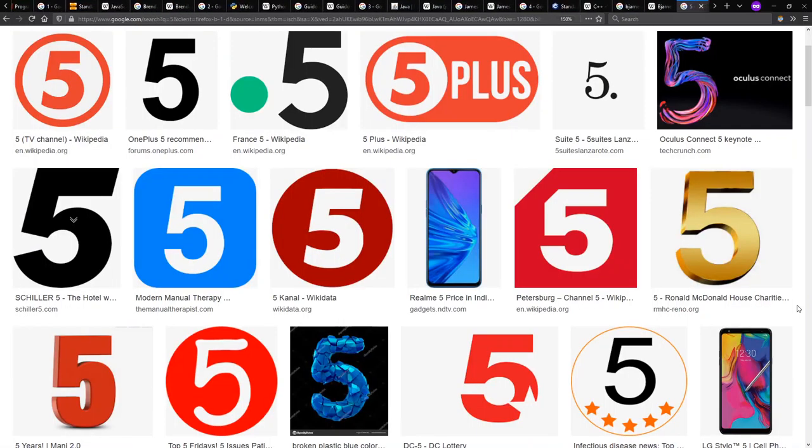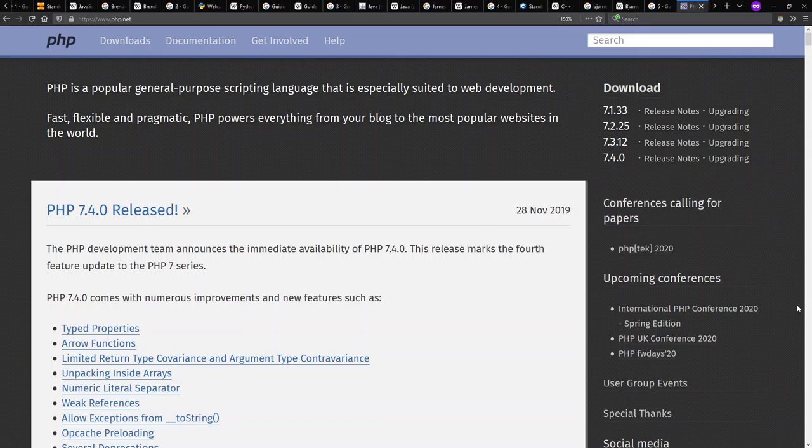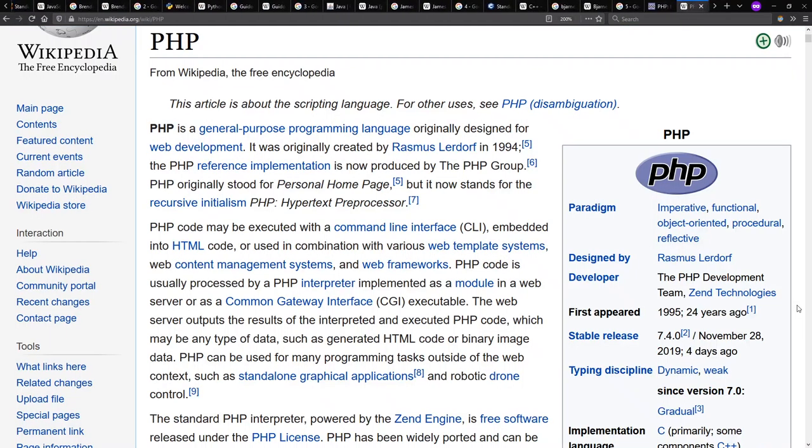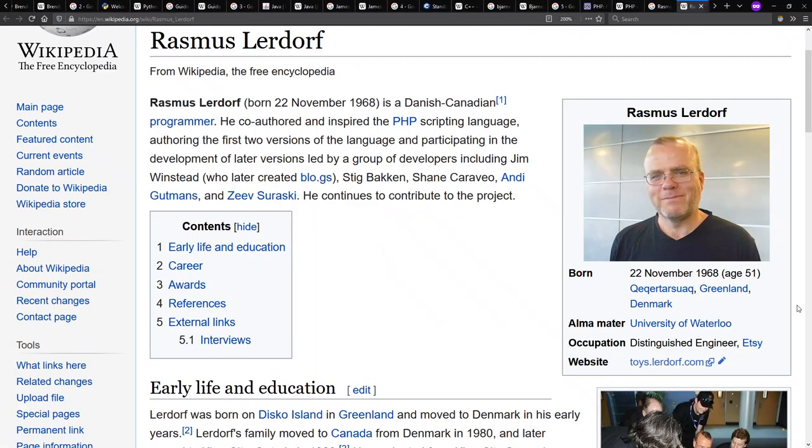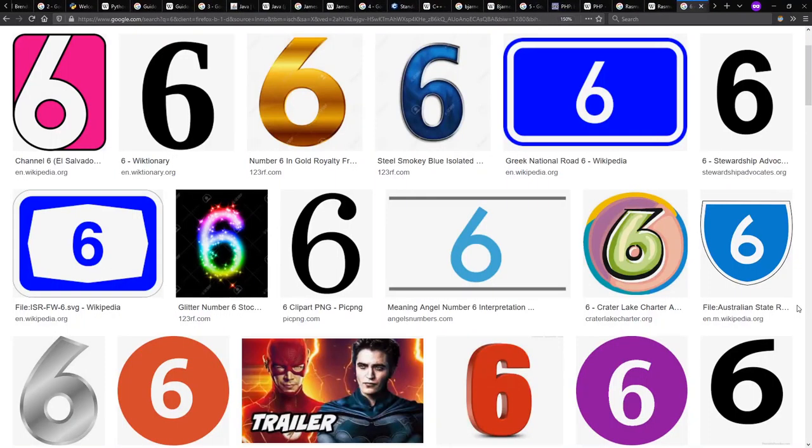Number five, we have PHP, released originally in 1995 again. We're going to see this early to mid 90s is a very peak time period for popular languages today. Designed originally by Rasmus Lerdorf, who was from Qeqertarsuaq, Greenland, also grew up in Denmark and Canada.